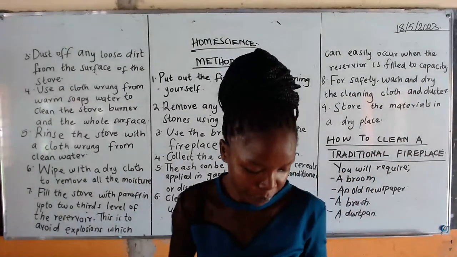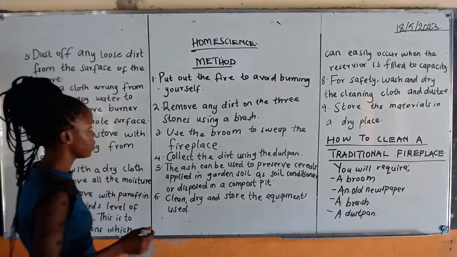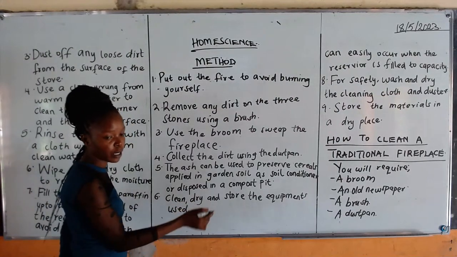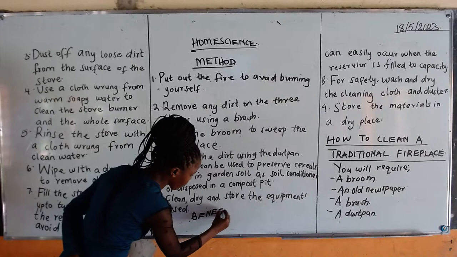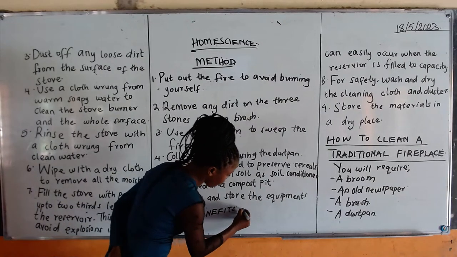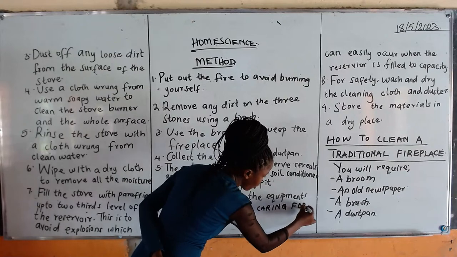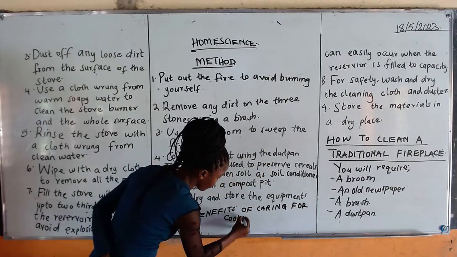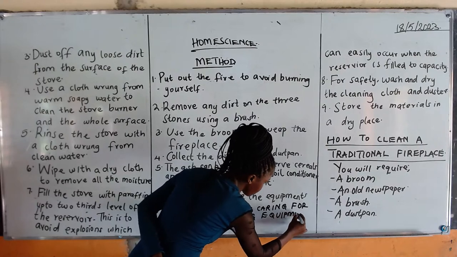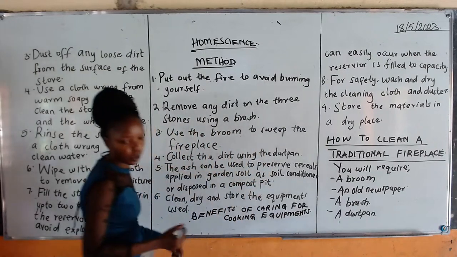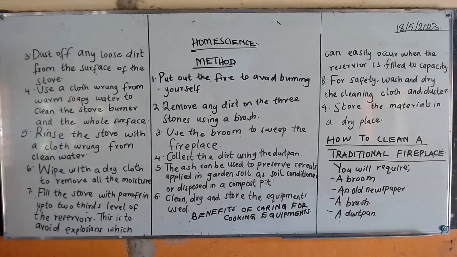You are going to write about benefits of caring for cooking equipment, and I need you to write for me 5 benefits. So after you're done writing this up, you write the subtopic: benefits of caring for cooking equipment. You write 5 benefits. We've already discussed them.